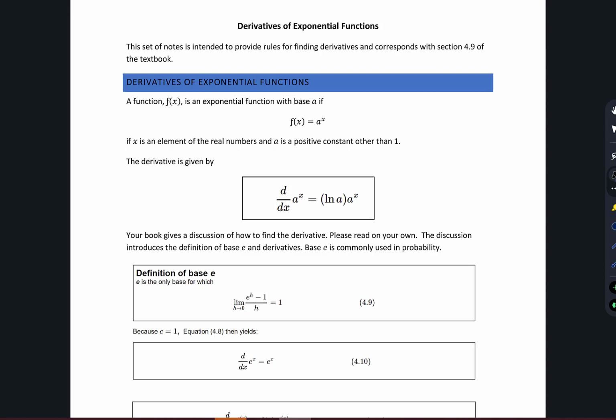In this set of notes, we're going to look at how to find derivatives of exponential functions. So to start with, as a reminder, we call f of x an exponential function with base a if f of x takes the following format. And so notice we have a constant to the power of x.